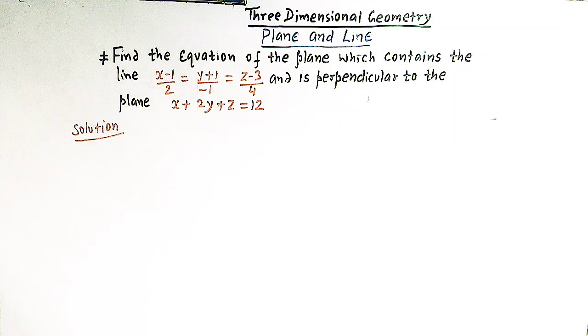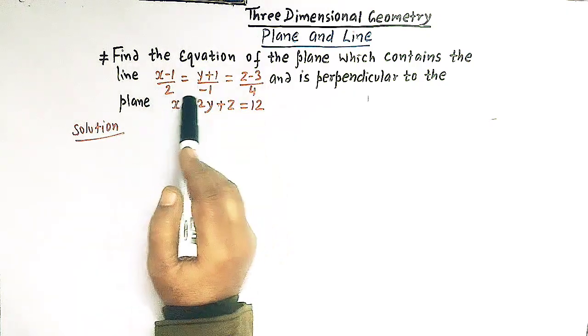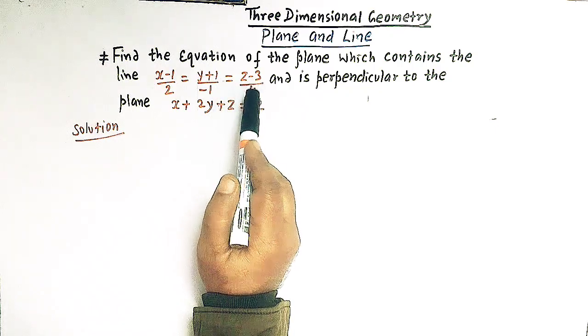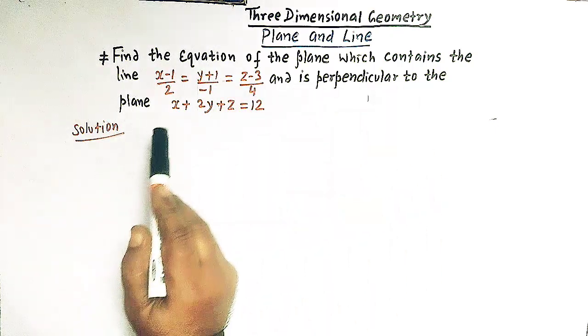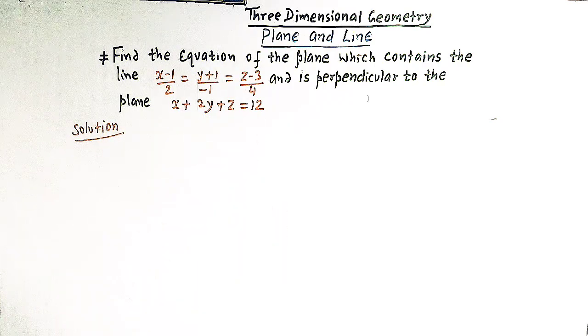Hello viewers, in today's session we are going to discuss an important and conceptual problem from three-dimensional geometry related to plane and straight line. So here we have to solve this problem, that is, find the equation of the plane which contains the line whose equation is (x minus 1)/2 = (y plus 1)/minus 1 = (z minus 3)/4 and is perpendicular to this plane x plus 2y plus z equals 12.